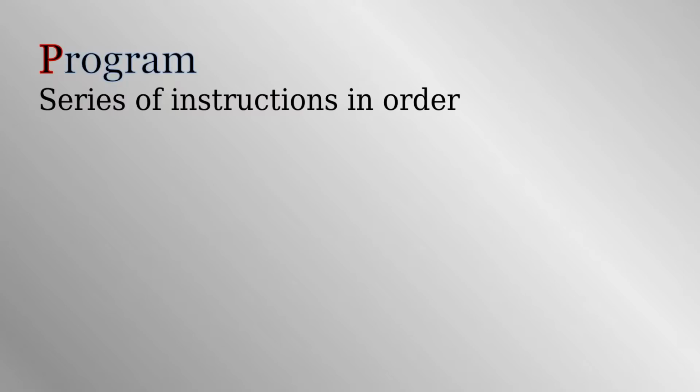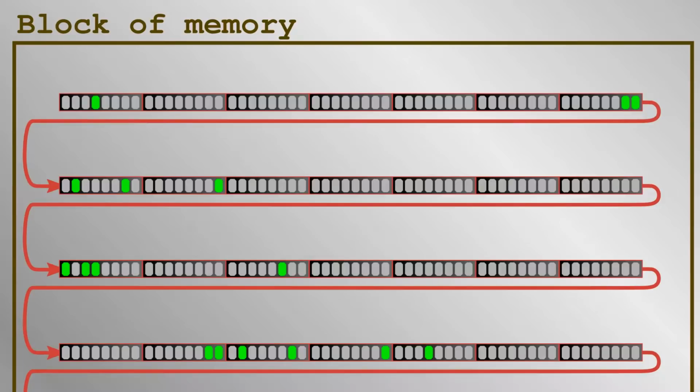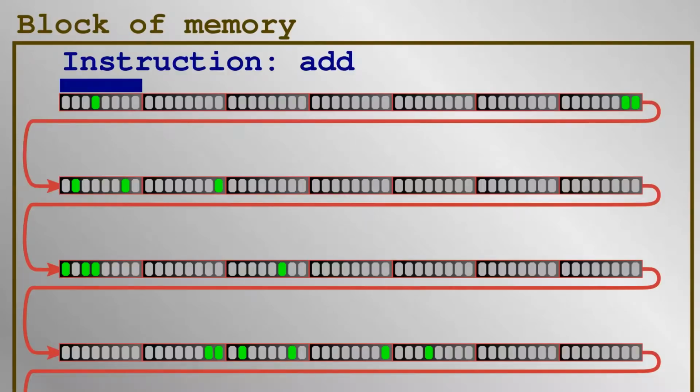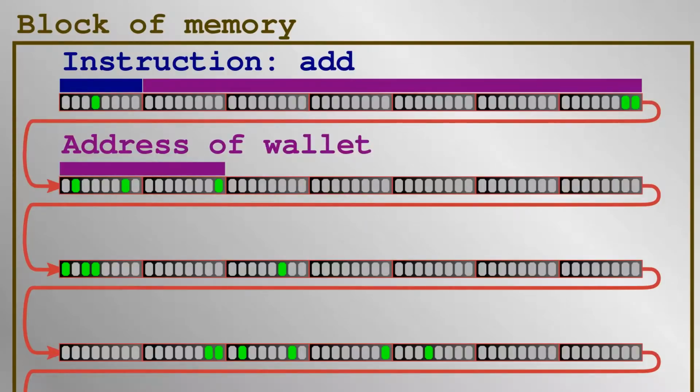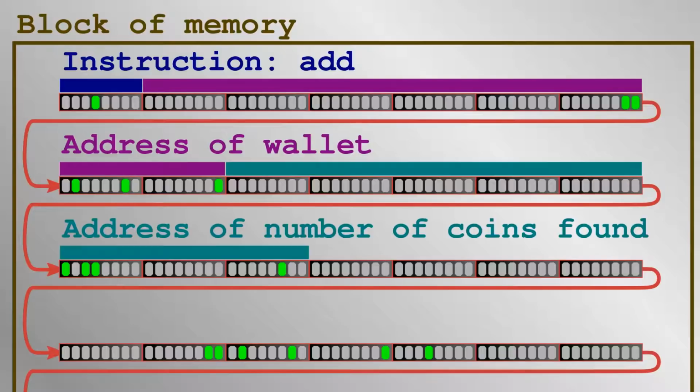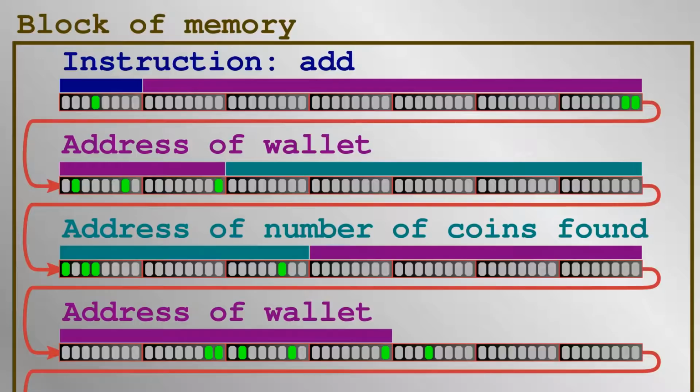A computer program is a collection of instructions and addresses to be done in order. The computer goes from instruction to instruction to make the program run. Let's look at a specific example, part of a game, which is just a program after all, where the player has a wallet with coins in. This is what the contents of memory might look like. Byte number 0 is the instruction to add. Then come two addresses, the address of the wallet total and the number of coins the player has just found. The third address is the wallet again. After the addition, the wallet total will be overwritten.